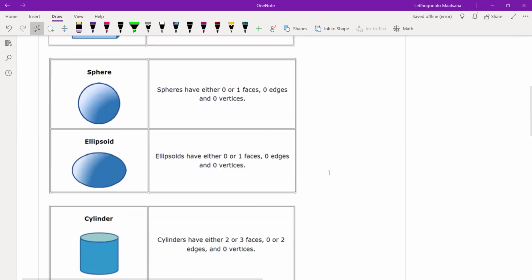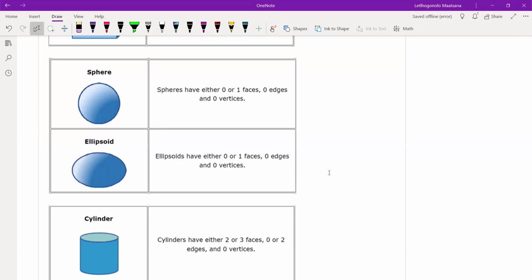The next one we have is a sphere. A sphere, we will say that it has 0 or 1 faces depending on how you look at it. If you look at the total area of your sphere, you will see that it has 1 face, but if you look at it in its round form, you will notice that it has no face. It has no edges and it has no vertices.